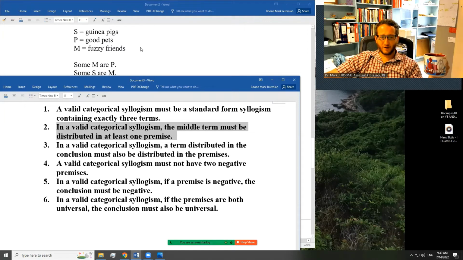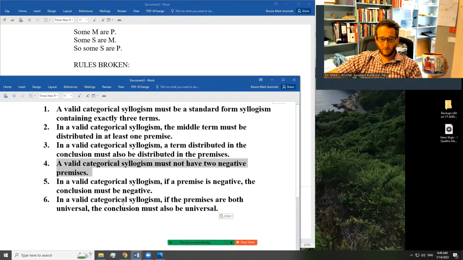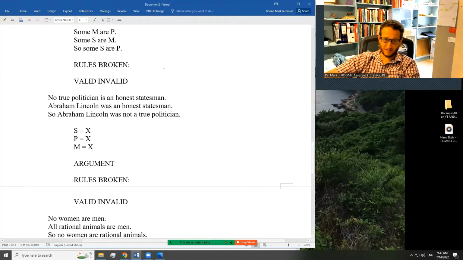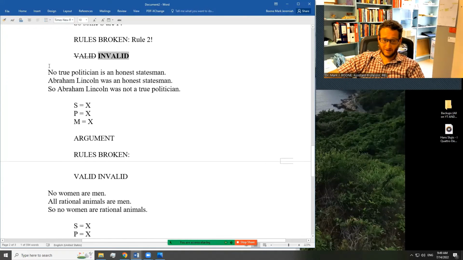All right, so guinea pig argument, some MRP, some SRM, so some SRP. First rule not broken, second rule broken, third rule not broken. Do we have 2 negative premises? Nope, no problem with the fourth rule. The premises are not universal. 6th rule's fine. 5th rule, premise is negative, conclusion is negative? Premises are both positive. So this premise breaks only rule 2. It's the undistributed middle fallacy. The argument is invalid, and you better say so. Don't forget to say it's invalid or valid at the end.